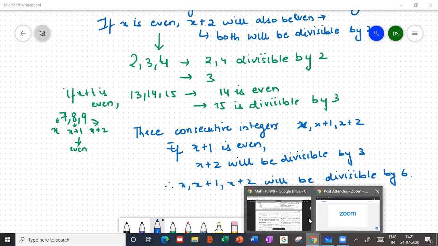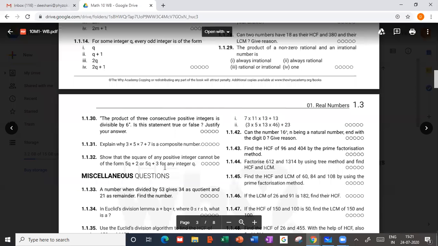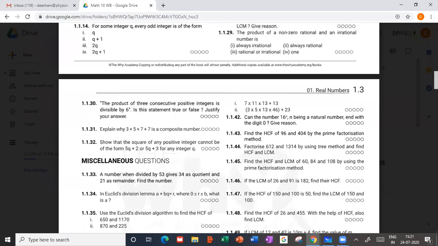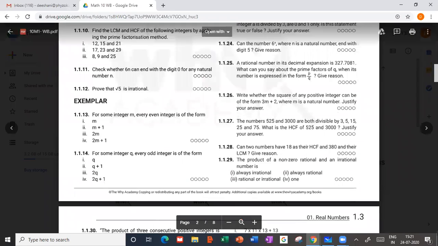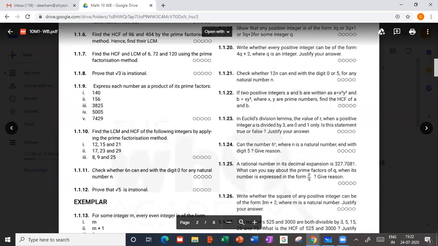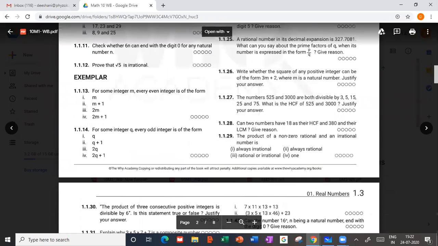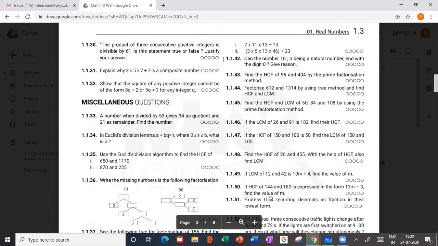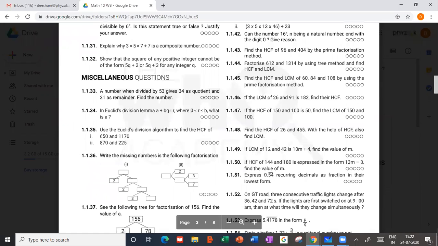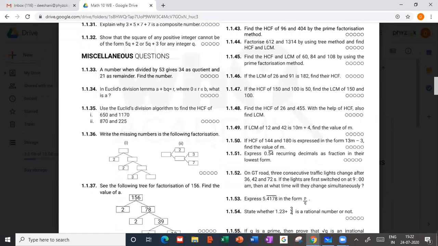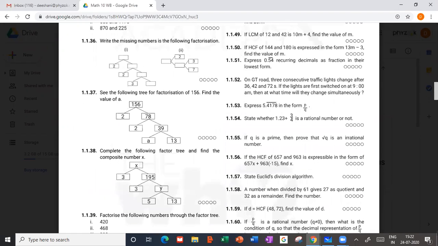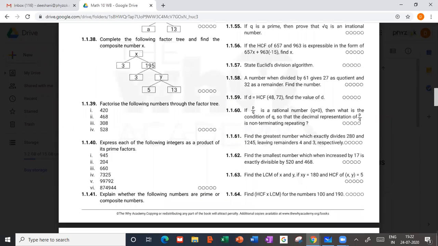Okay. So, what other question shall we do? Oh, this was not a miscellaneous question. These were exemplar questions. Cool. I thought they were miscellaneous. Okay. This is all Euclid's questions.